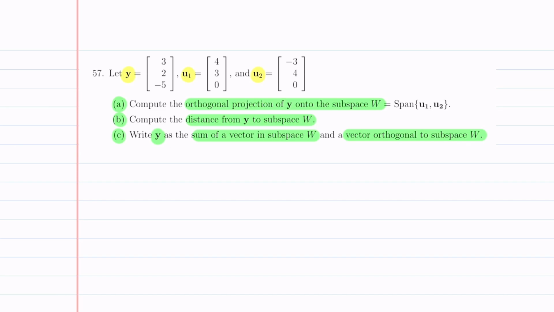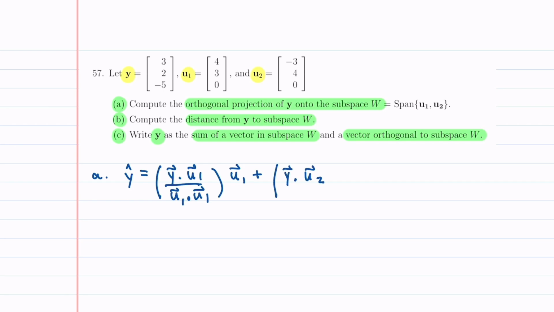Let's begin by writing down the formula that we're going to use to find the orthogonal projection of y onto subspace W. That formula looks like this. It's y hat is equal to y dotted with u1 all divided by u1 dot u1 times u1 plus y dotted with u2 all divided by u2 dot u2 times u2. Now we just have to take a lot of dot products.